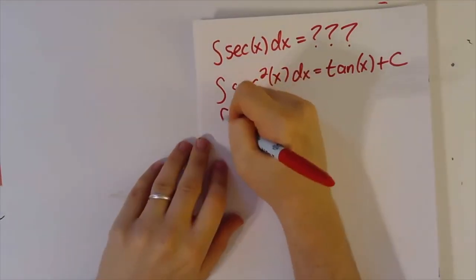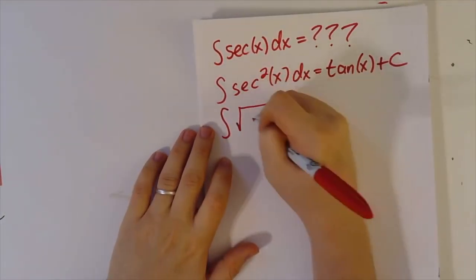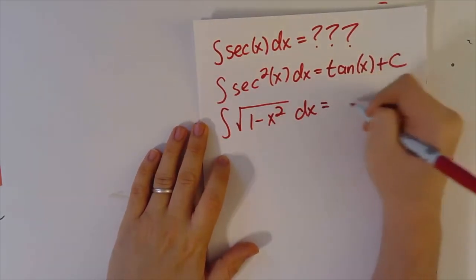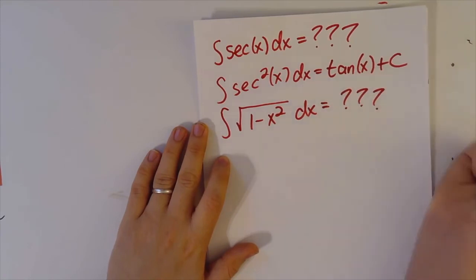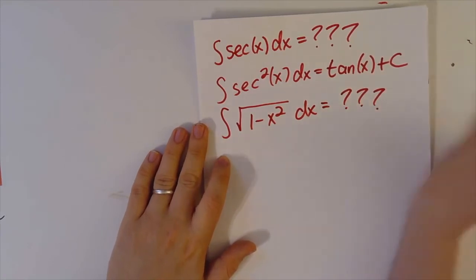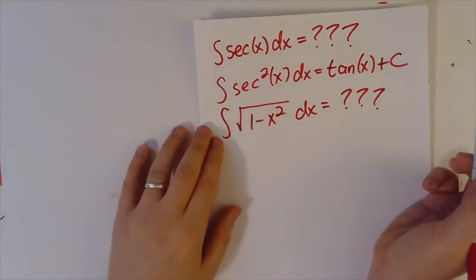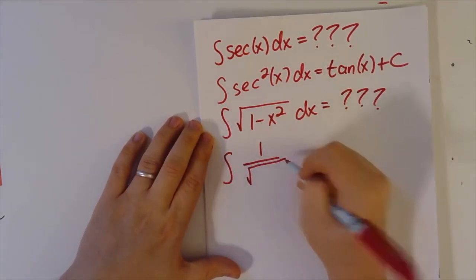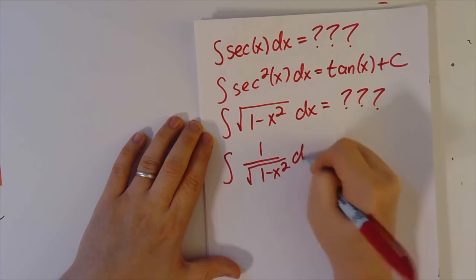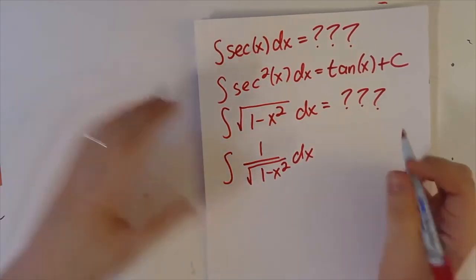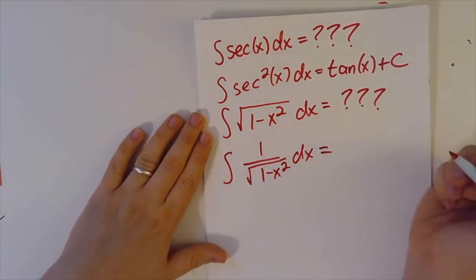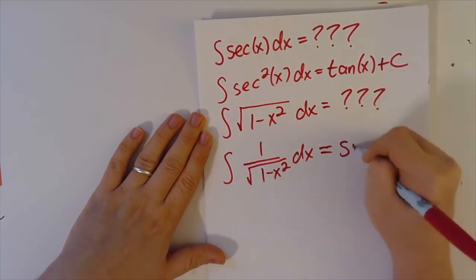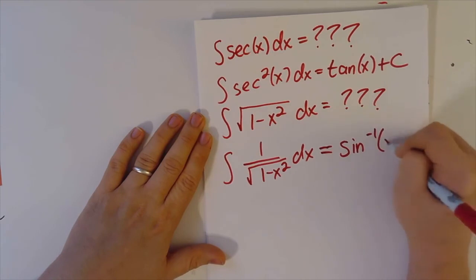Or if someone gives you something like the integral of the square root of 1 minus x squared, well, I have no idea what this is, and none of the rules I've shown you so far are helpful. But if someone had just happened to ask, what's the integral of 1 over the square root of 1 minus x squared instead, this we do happen to know, because this is exactly our formula for the derivative of arcsine.